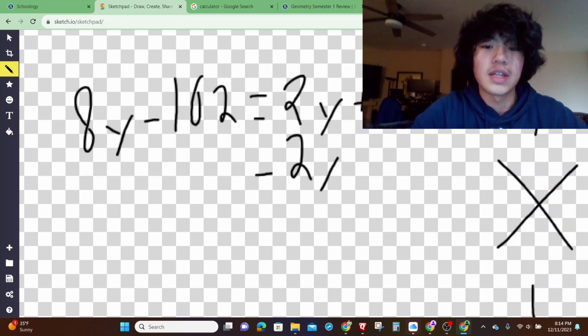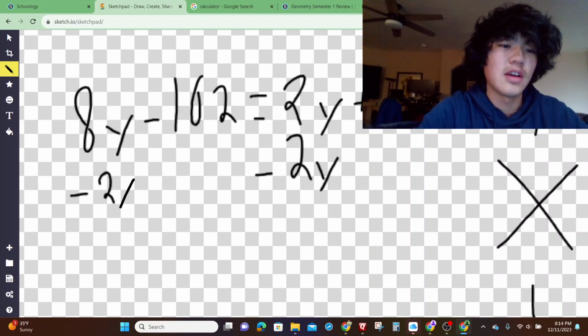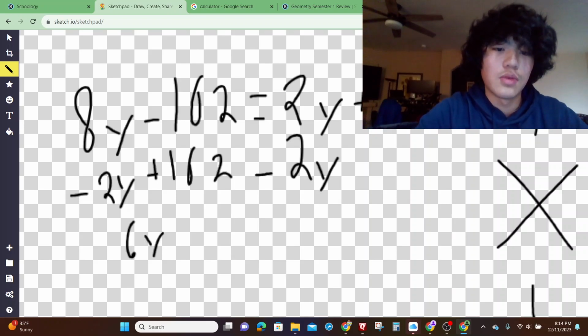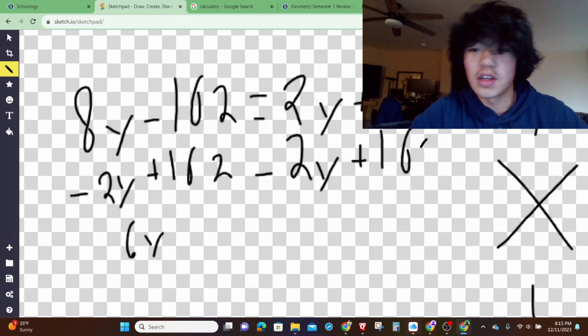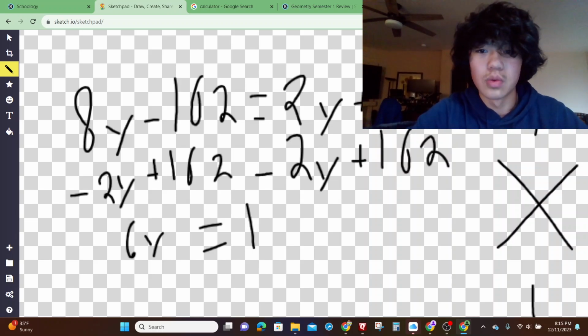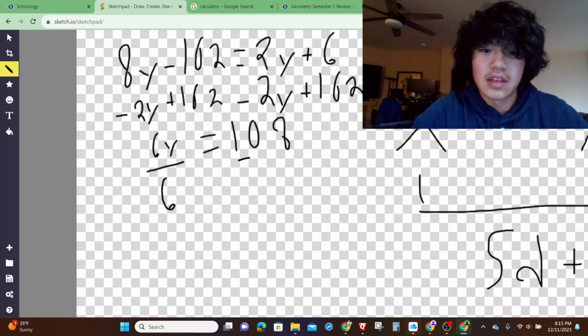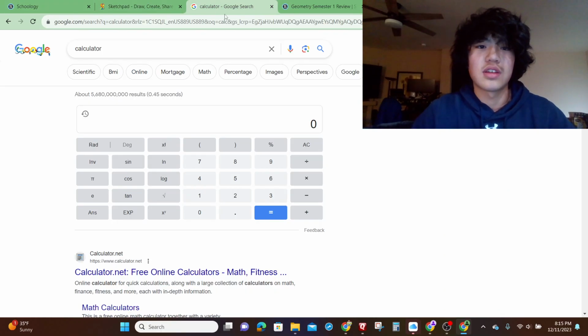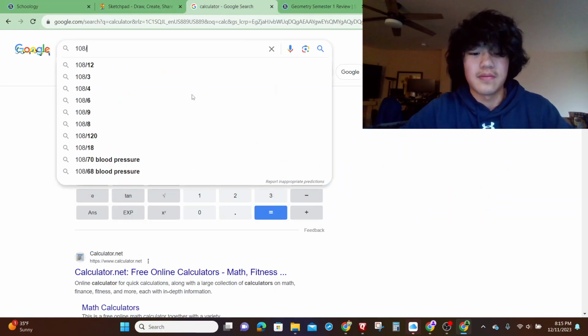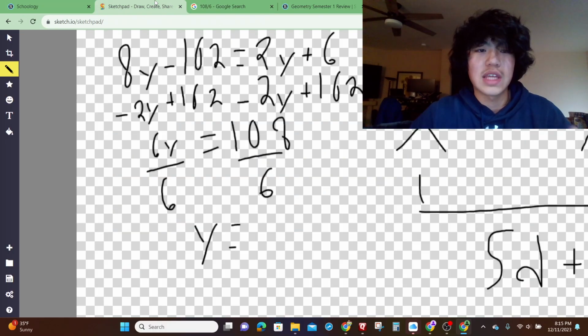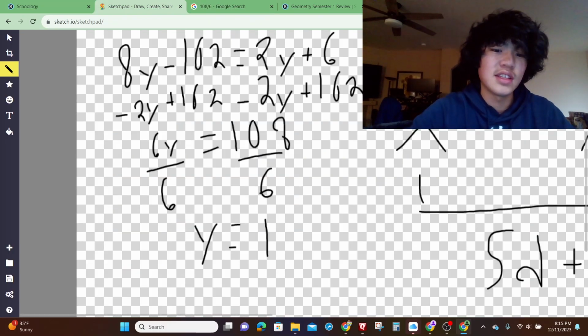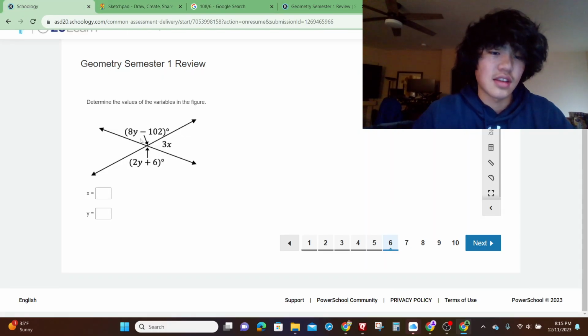Isolate the variable, minus 2y there, minus 2y there. I'm going to get 6y, we're going to add 102, add 102 over here, then we're going to get 108, so 6y equals 108, and then 6 divided by 6, y equals 108 divided by 6, which we get 18, so y is indeed 18.